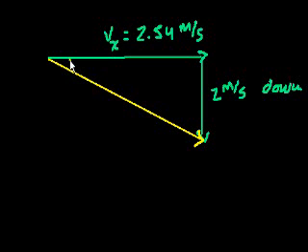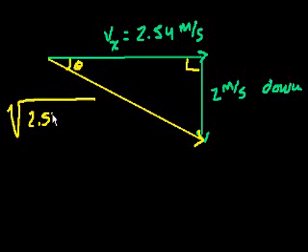And now we have to figure out this angle and this side. Well, this side is easy because this is a right angle, so we use Pythagorean theorem. So this is going to be the square root of 2.54 squared plus 2 squared.